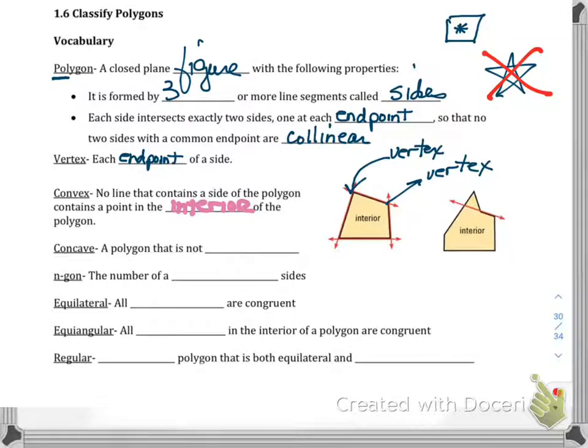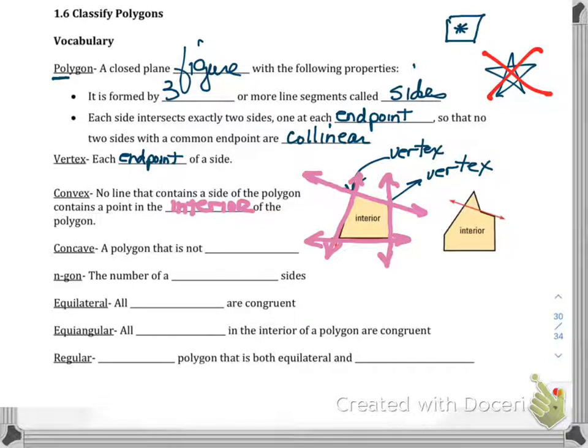So let's just look at this for a second. Make this a little bit smaller. Okay, so do you see how no line that contains a side, so here's a side, here's a side, here's a side, and here's a side, none of them are inside. Okay, so if I extended them, so let me just back up a little bit. So no line that contains a side of the polygon contains a point in the interior. So to make them lines, you're going to extend them. Do you see how that line does not go inside at all? That line does not go inside. This line does not go inside. And this last line does not go inside. Therefore, the pink is a convex polygon.